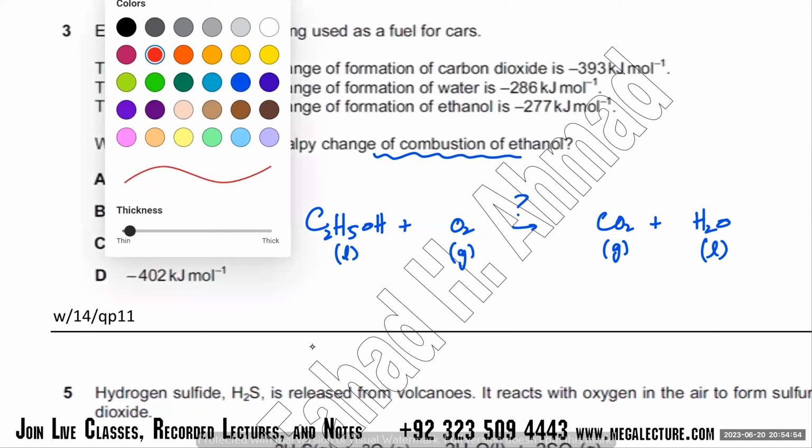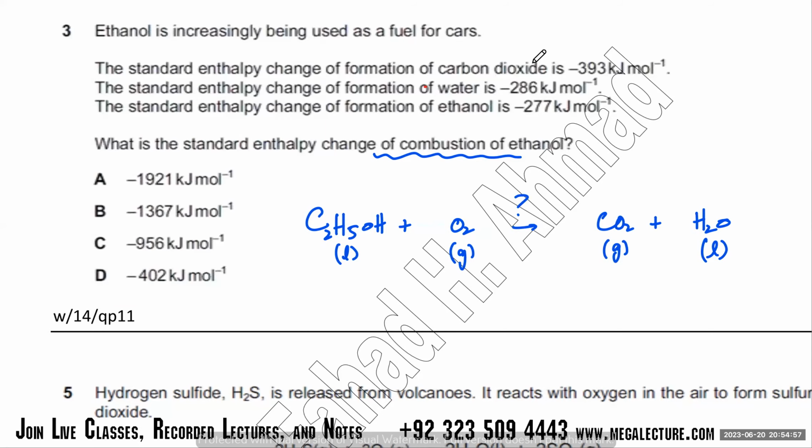What is the data that's given? The data that's given is the enthalpy of formation of carbon dioxide, which is minus 393. What else is given? The enthalpy change of formation of water, that's minus 286. Finally, the enthalpy change of formation of ethanol is given, that's minus 277. The formation of elements is zero because you don't have to actually form them. The formula was that if you know the enthalpy of formation of all of them, you just do product minus reactants.